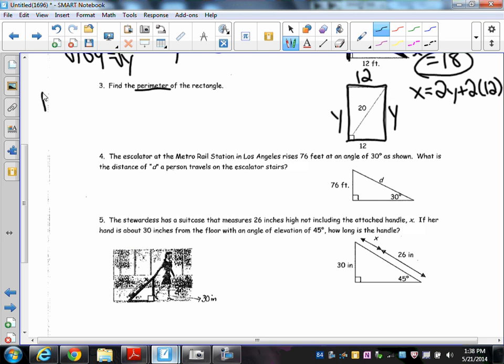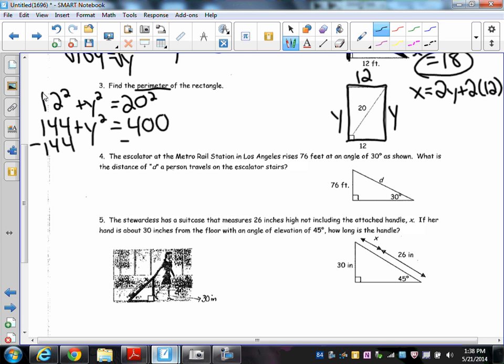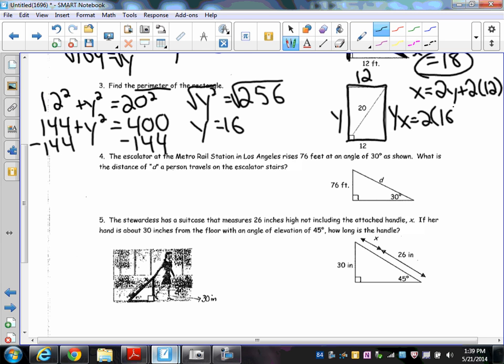y, I'm going to have 12 squared plus y squared is equal to 20 squared. So 144 plus y squared is equal to 400. When I subtract 144, I get 256. Again, square root it, y is 16. So whenever I solve for y, two times 16 plus 2 times 12, if you punch that into your calculator, you will get 56. That's the perimeter of the rectangle.